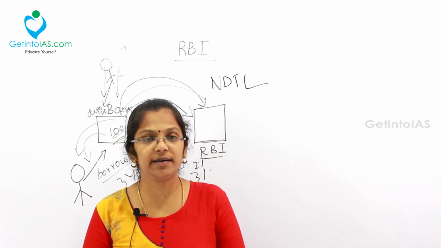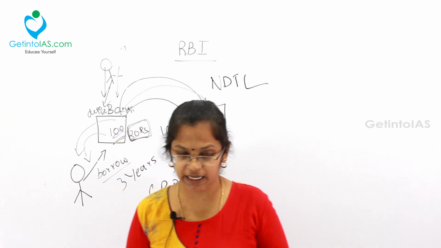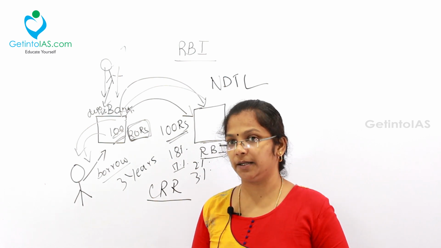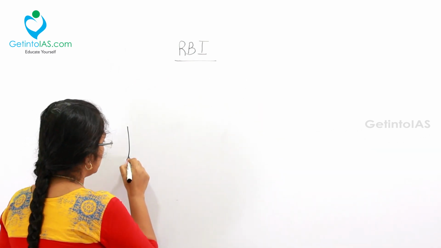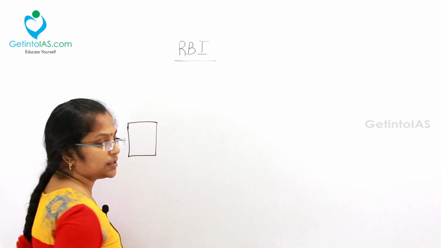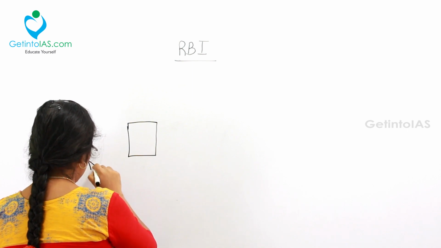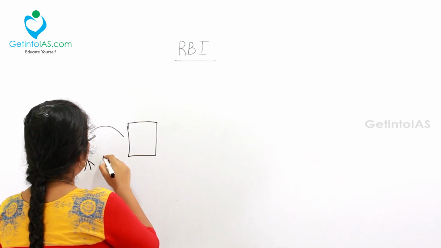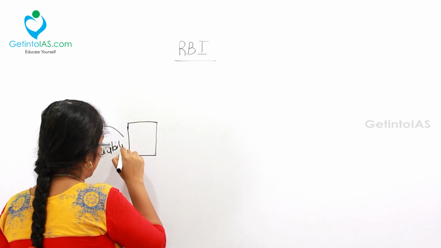Now, you may get a doubt: what is this net demand and time liability? Let me explain net demand and time liability with a picture. See, this is a bank, okay? A person is coming and depositing money in the bank, right? See, this would be considered as liability.